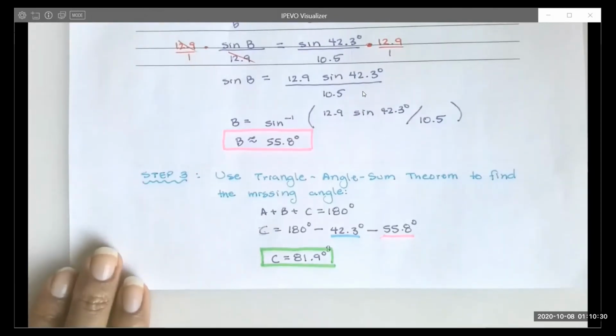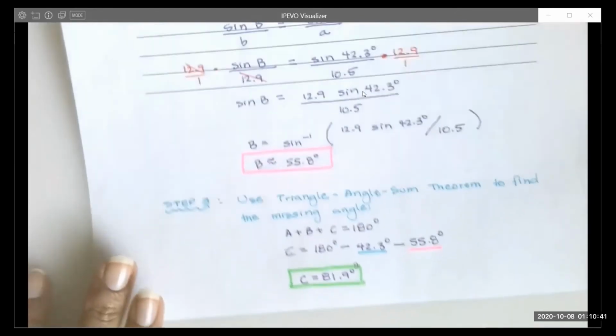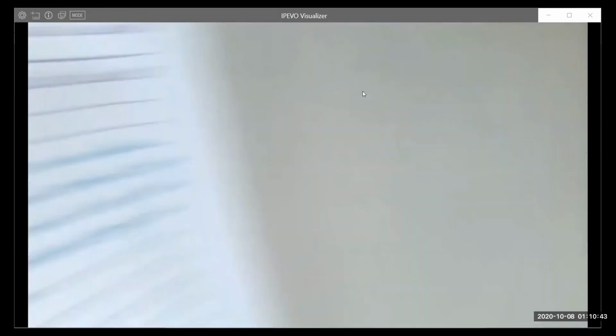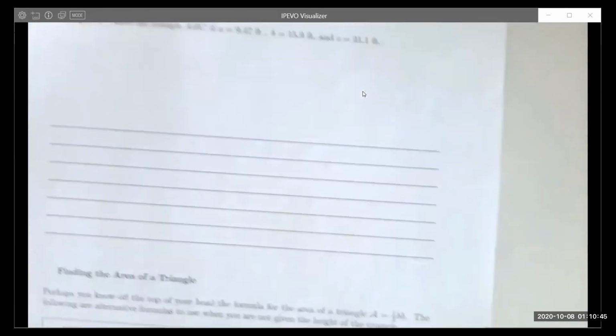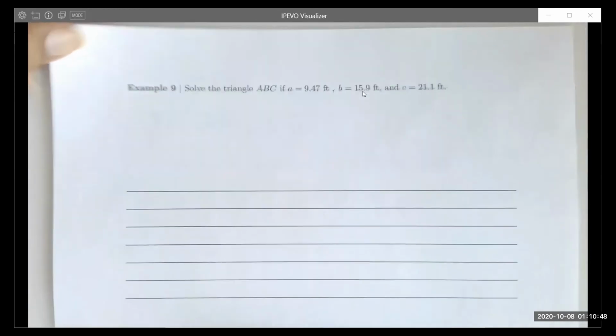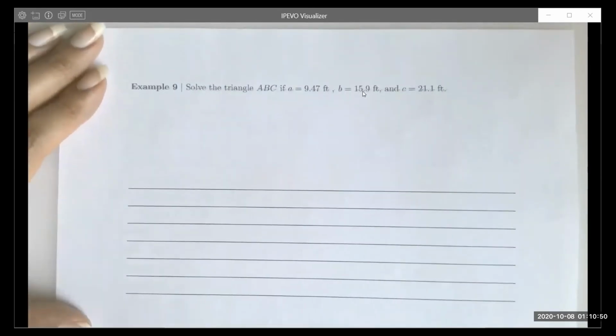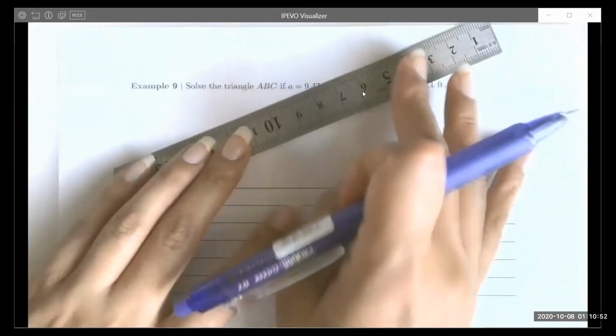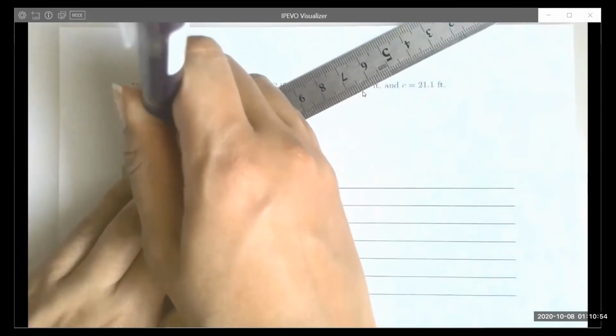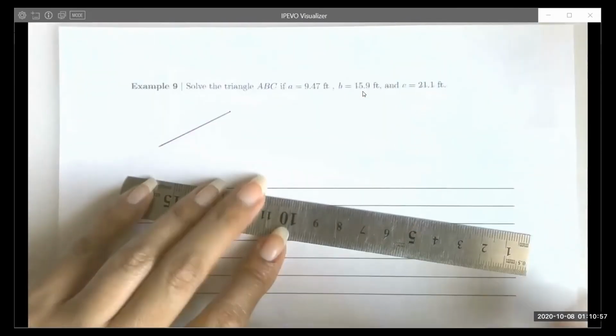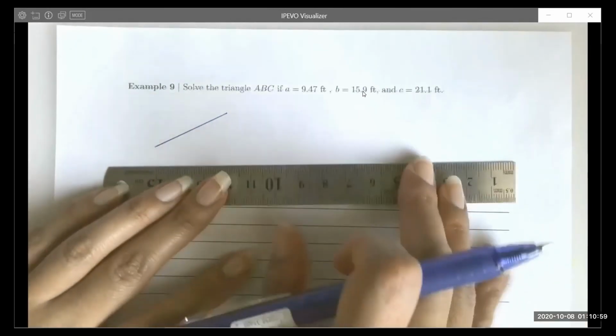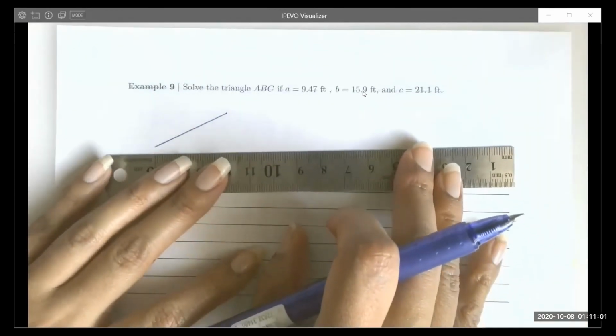Right, we're going to take a look at one last example, and that is an example for solving side, side, side. Is it okay if I flip this page over? They're asking us to solve triangle ABC. Side A is 9.47, side B is 15.9 and side C is 21.1 feet.